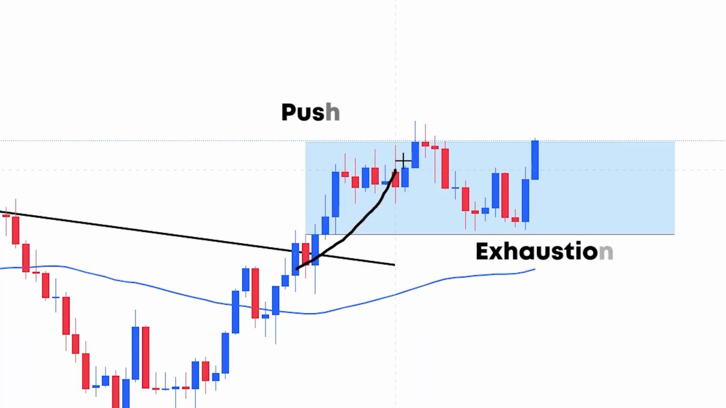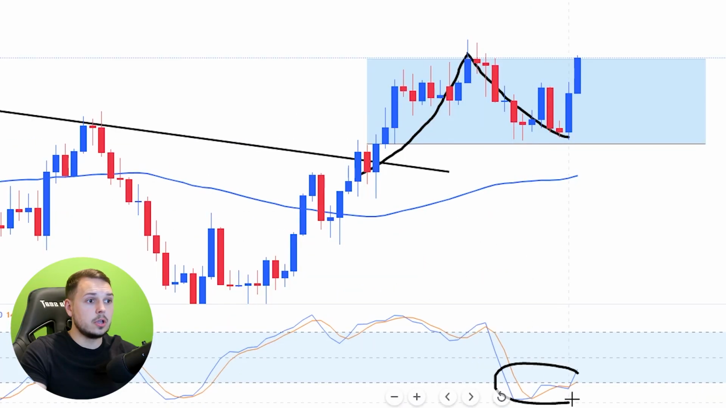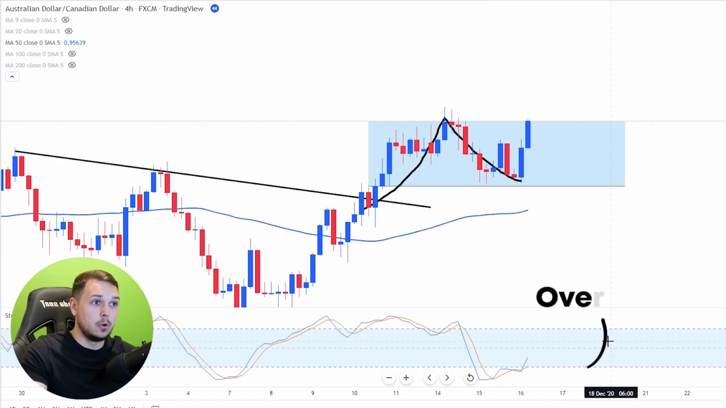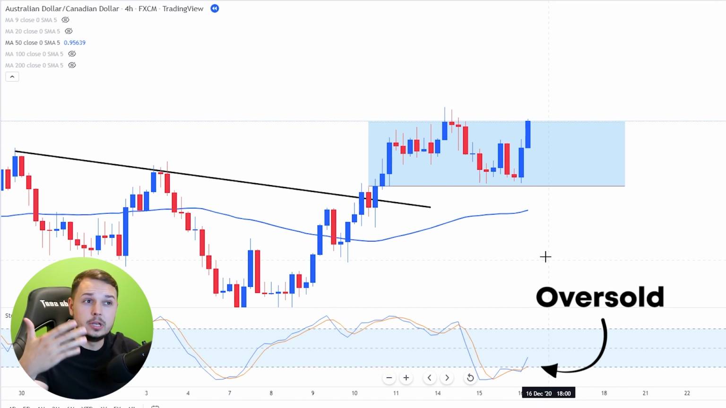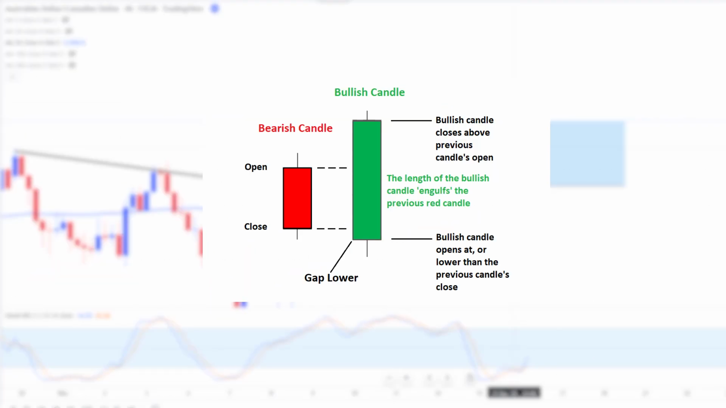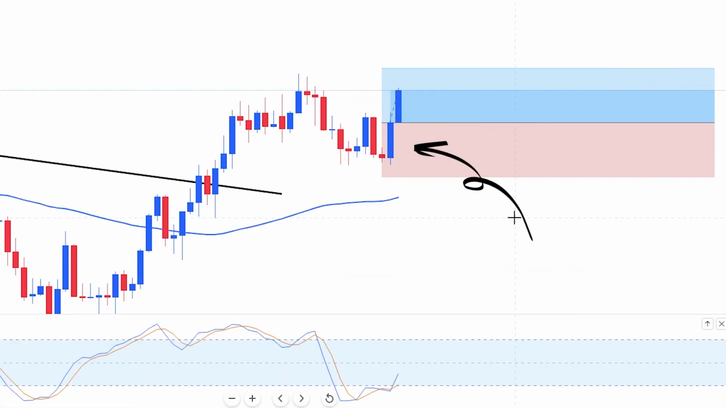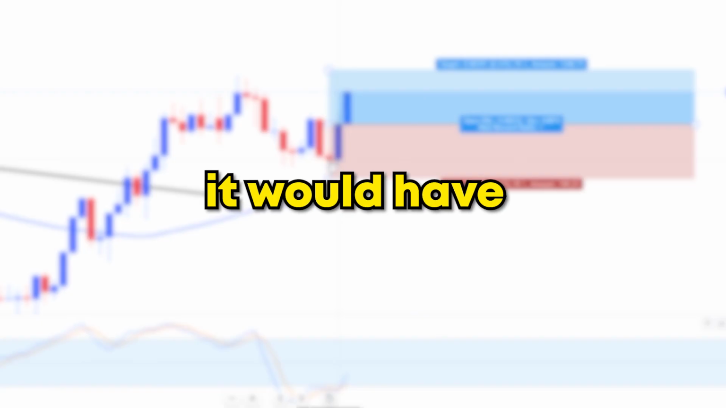We had a nice push. We had an exhaustion. The stochastic RSI indicator just over here started telling us that the market will likely shoot towards the upside because it's oversold. So what do we need to do? Again, we can enter the trade on a bullish engulfing candlestick. So if we long this position just off this candlestick over here, it would have been great.